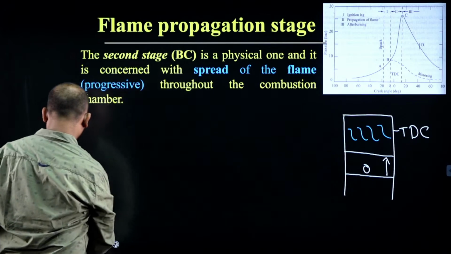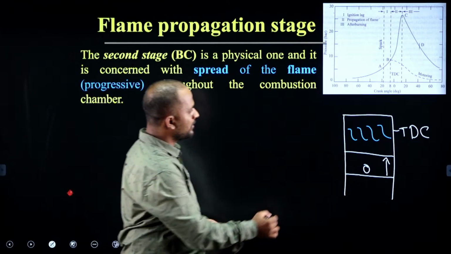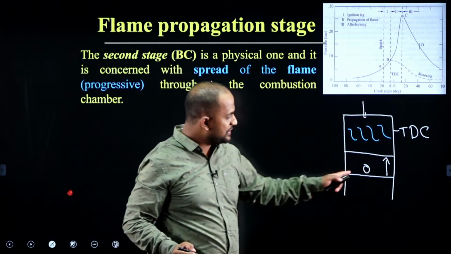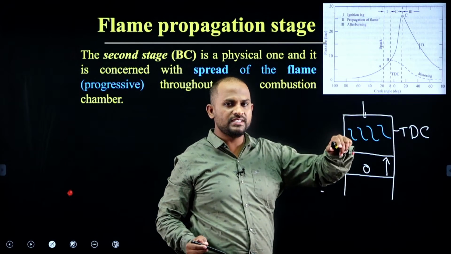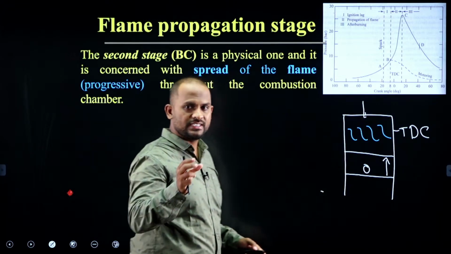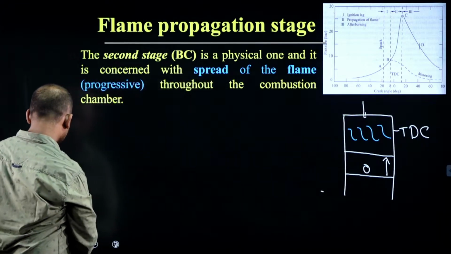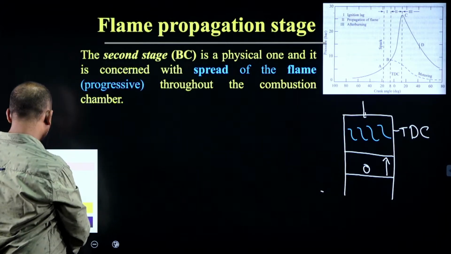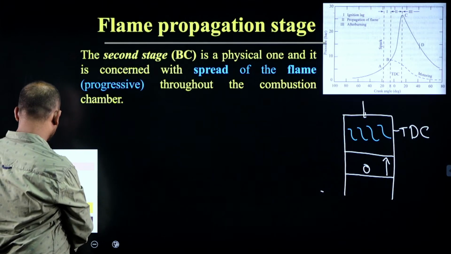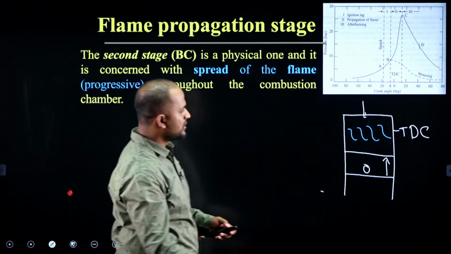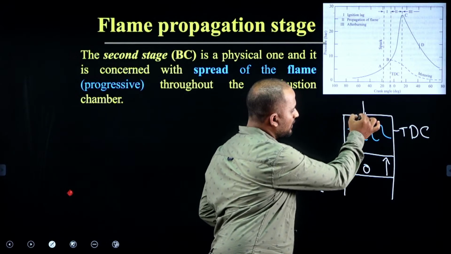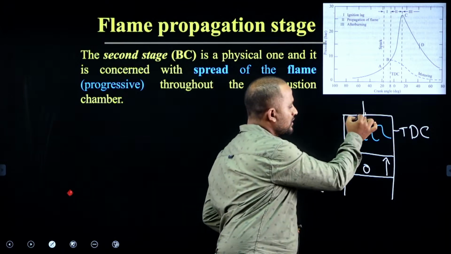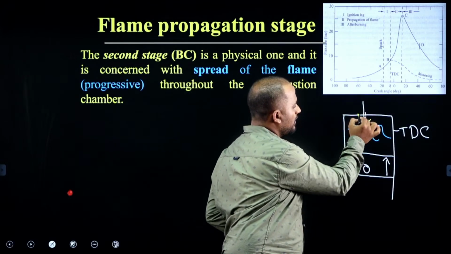Now the spark plug, there will be a spark plug here at the cylinder head. When the piston reaches near the TDC, the spark plug initiates the spark. Already we have discussed that, that is stage 1. The spark plug initiates the spark, and because of the spark initiation, first a flame is created.